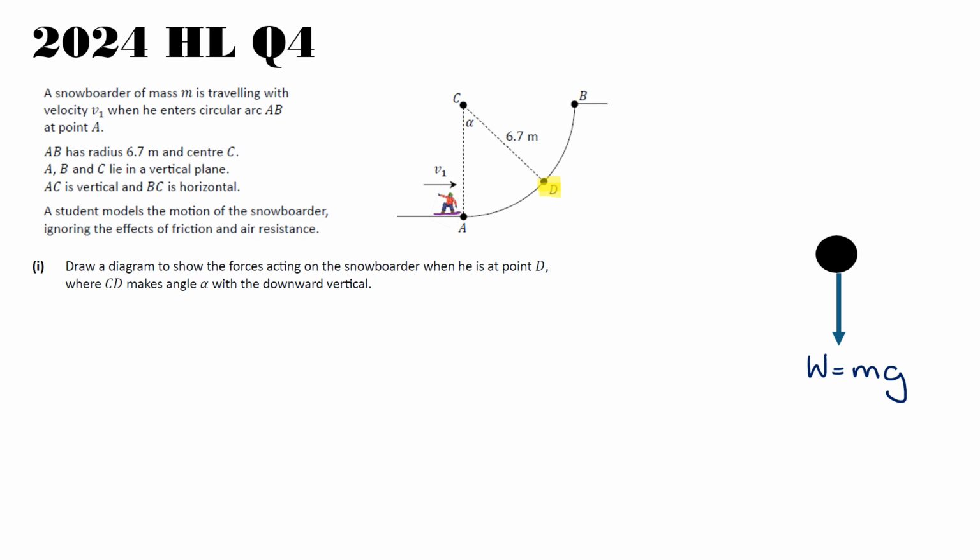The only other force acting on the snowboarder is their reaction, since the snowboarder is on the ground. The ground is curved. However, the reaction is always perpendicular to the ground, so it's going to come out like this. So here is my reaction, which we're going to call R. Remember that we were told that this is a circular arc, which means we have centripetal acceleration towards the center. So that is our acceleration there.